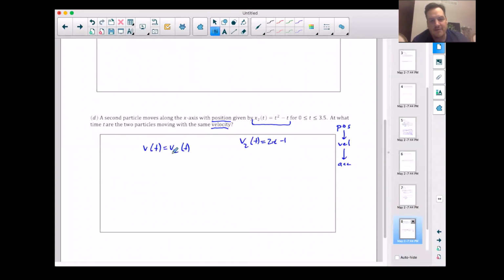So you can always graph them separately, put one of them in Y1, the other one in Y2, and then graph them both and just look on your calculator to where they intersect.